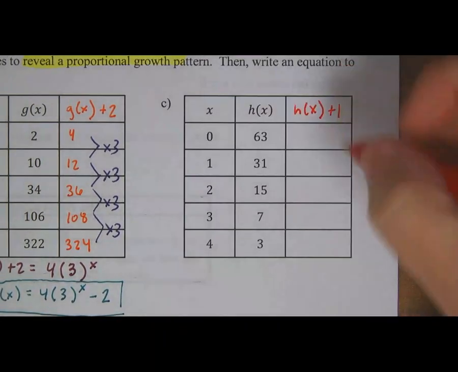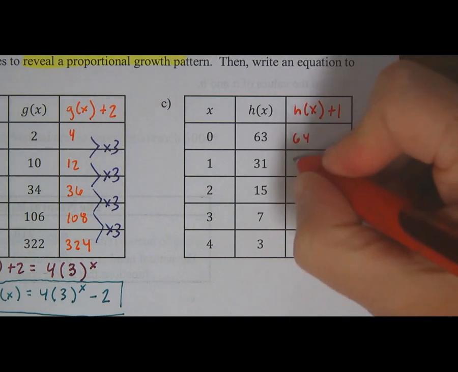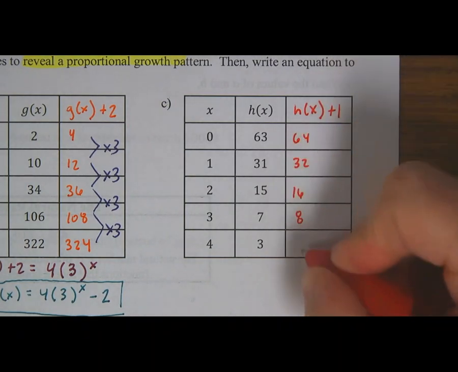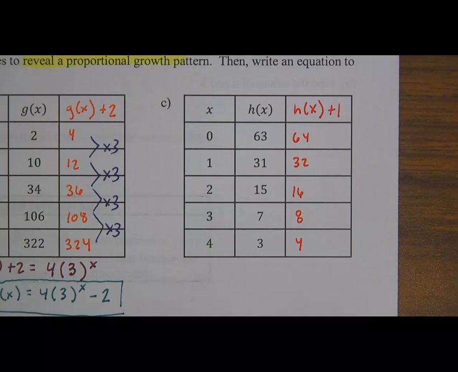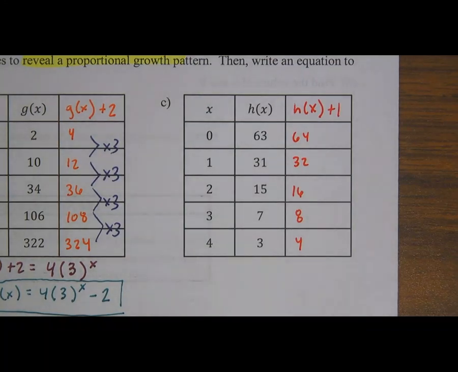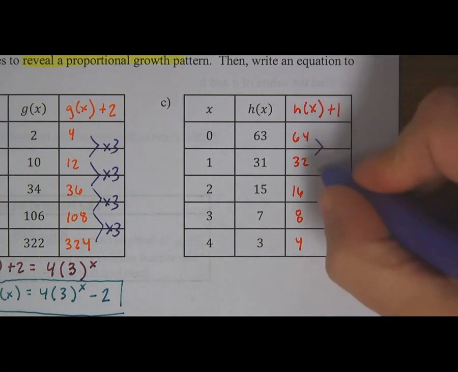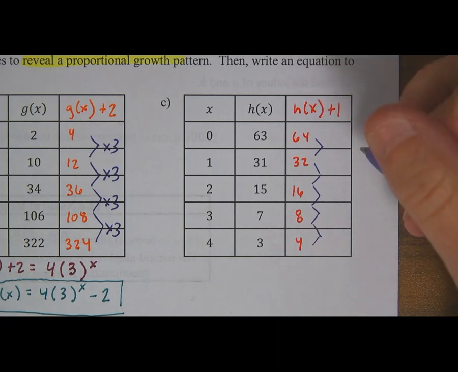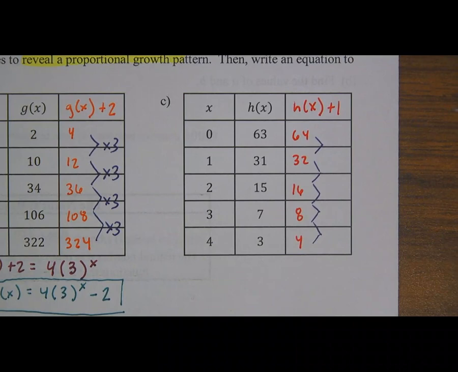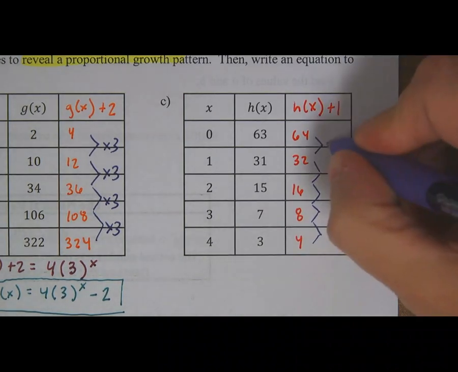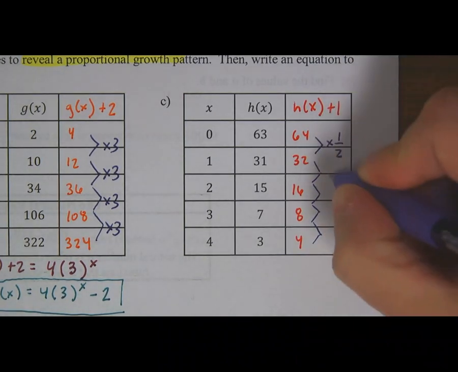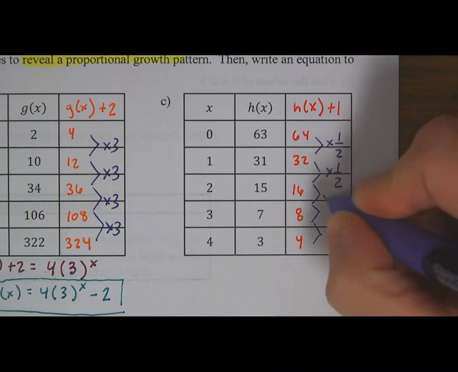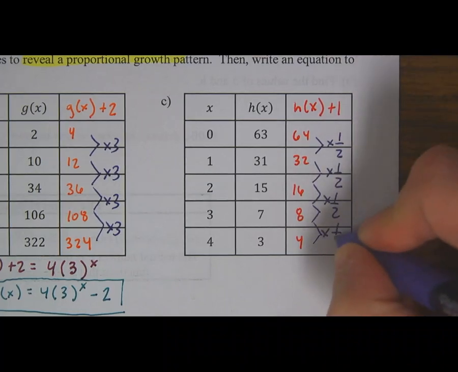Let's add 1 to all of those output values. Sure enough, a pattern emerges here. Remember, we're looking for something that we're multiplying by. What are we technically multiplying by? 1/2. So this model is an exponential. I think I got carried away with my little brackets there. But this represents an exponential. Is this a growth or a decay? It's a decay. Times 1/2. Times 1/2. Times 1/2.